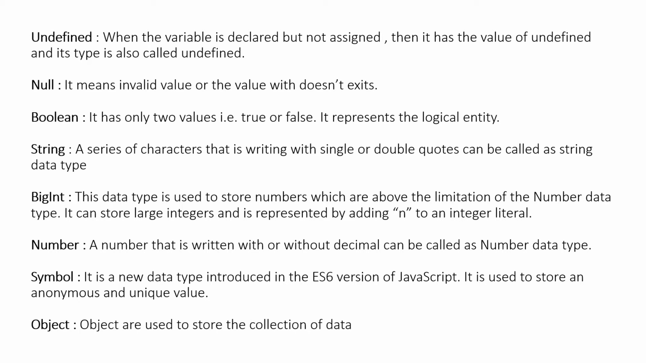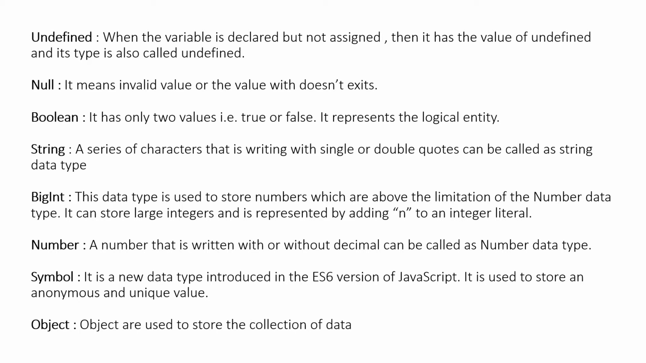The second one is null. It means an invalid value, a value which doesn't exist. Like in other programming languages, whatever null defines, it is the same in JavaScript. So null, without any value, or a value which doesn't even exist, is called null. And the third one is boolean. Boolean has true or false values. It represents logical entities. So whatever variable we declare, if it has the two values true or false, its data type becomes boolean.